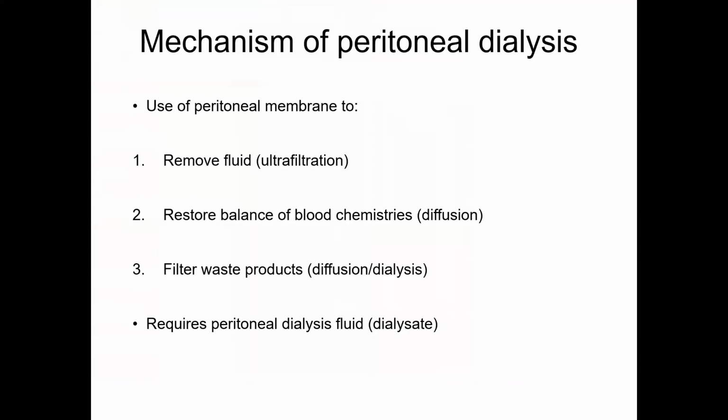So now, coming to the mechanism of peritoneal dialysis. In peritoneal dialysis, nitrogenous waste products are removed using the peritoneal membrane, and the mechanisms involved are: first, for fluid removal, ultrafiltration is done, and blood chemistries are restored with the help of diffusion, and waste products are filtered through diffusion, also called dialysis. All these require peritoneal dialysis fluid called dialysate.